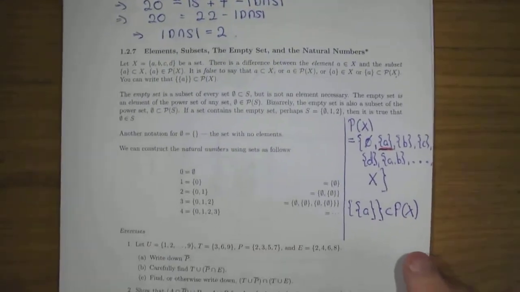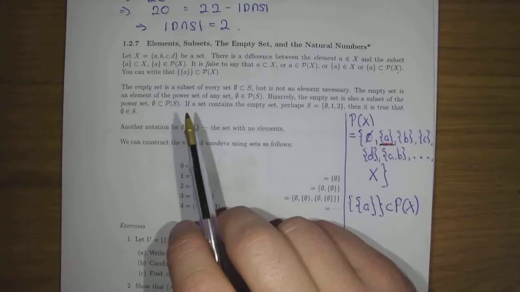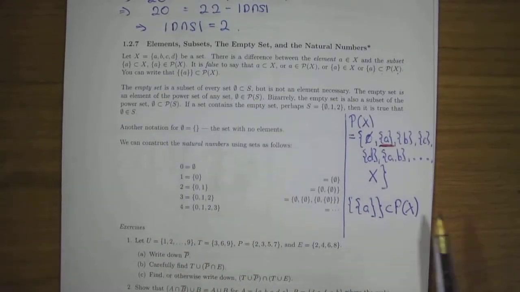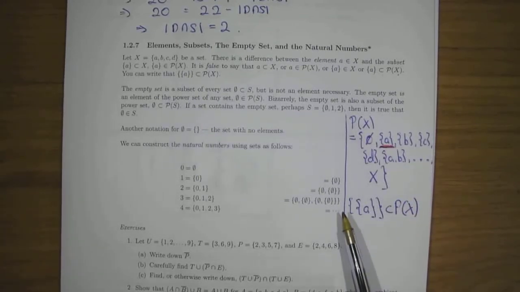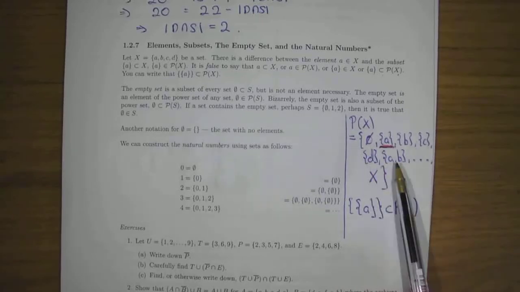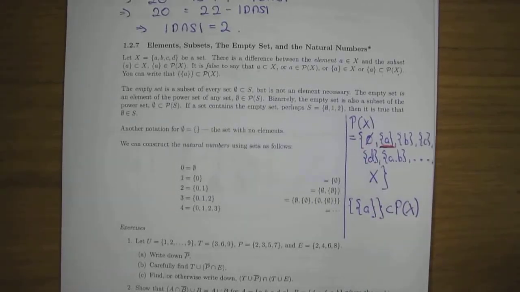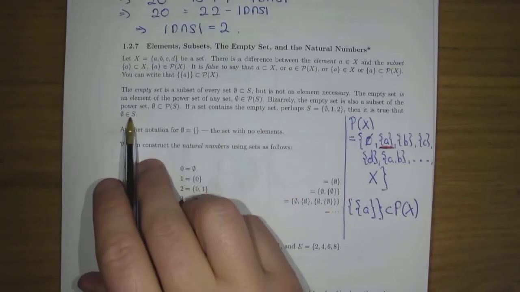So there's some questions to test you on this. It's probably harder than what we'll ask you. There's other things we can mess around with, which is the empty set. So the empty set is a subset of every set, but not necessarily an element, but it can be. The empty set is an element of the power set. Bizarrely, the empty set is also a subset. If you choose none of these, yeah, you get there. And then there's a difference between the empty set and the set containing the empty set. Okay. If a set contains the empty set, then it is true that the empty set is in S.